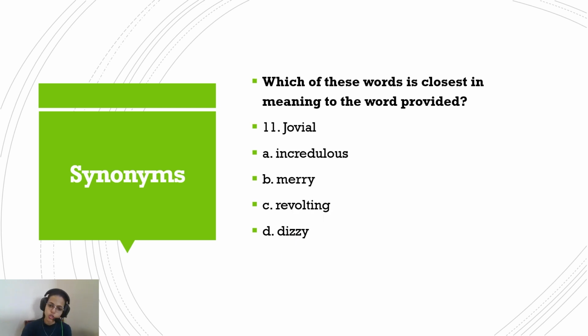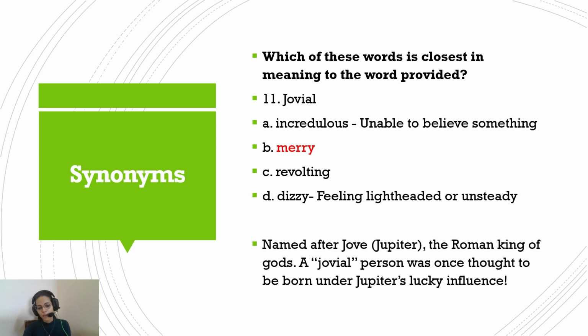Jovial. What does the word jovial mean? Incredulous, merry, revolting, dizzy. Jovial. I am demonstrating a jovial behavior. I am very happy. I mean, a merry behavior, sort of that. So the word jovial comes from the word Jove, which means Jupiter, the Roman king of gods. A jovial person is once thought to be born under Jupiter's lucky influence. So basically, jovial means a happy, merry kind of person.